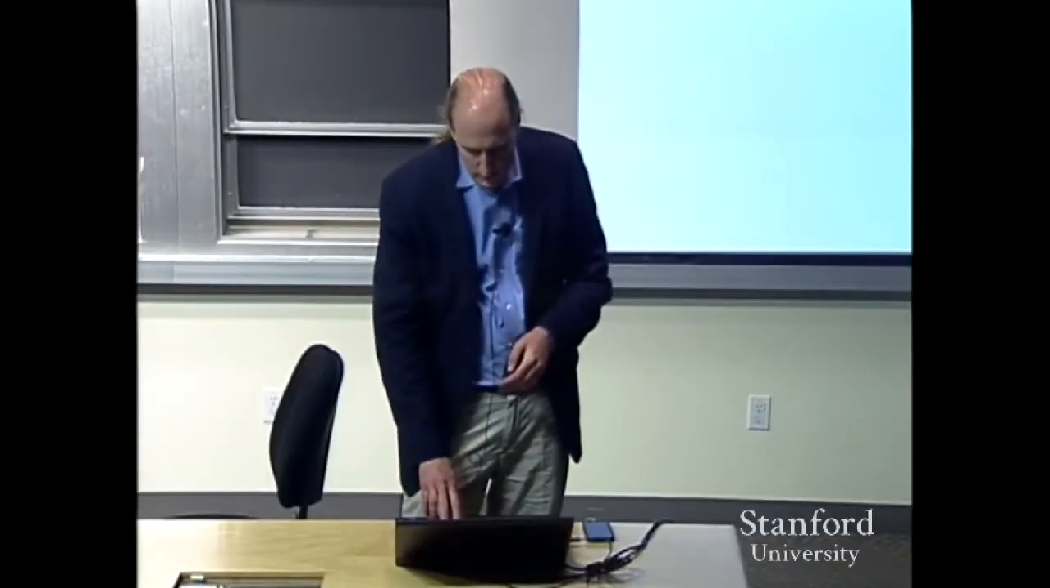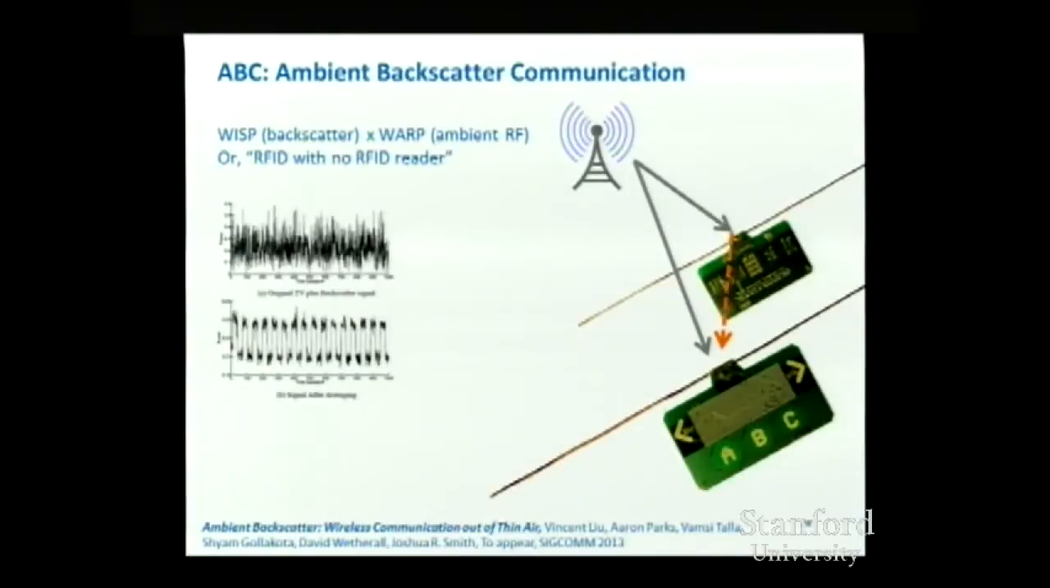Okay, so the next project I'm going to show you is a collaboration with my colleague Sham Golakota at University of Washington and our students. Now, one of the ways I like to think about this is, I described the WISP project, which used backscatter communication, and we talked about warp, which is ambient RF power, so powering things off ambient RF signals. This is sort of putting those two things together. So we have these ABC devices that are powered by the signals from the TV tower. Then they communicate with each other by backscattering the signals from the TV tower.